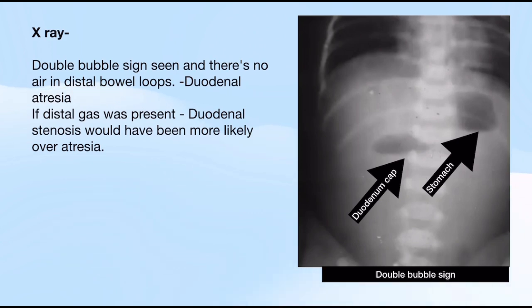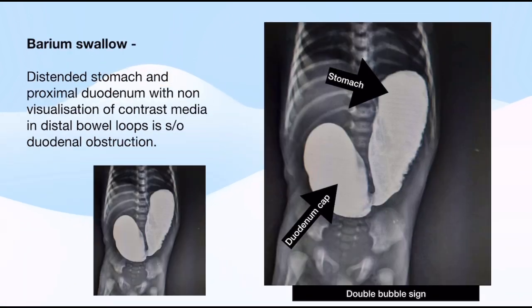So this is the X-ray showing double bubble sign. Now coming to barium swallow. Barium swallow shows distended stomach and proximal duodenum with no visualization of contrast media in distal bowel loops. So this is suggestive of duodenal obstruction.